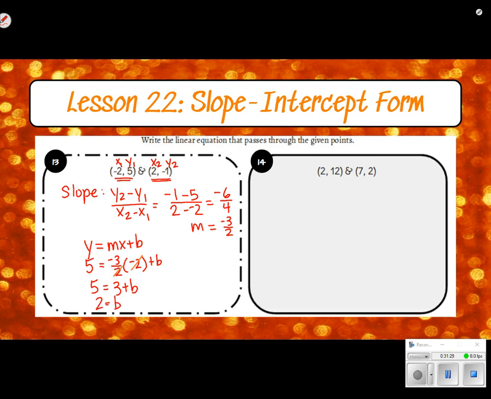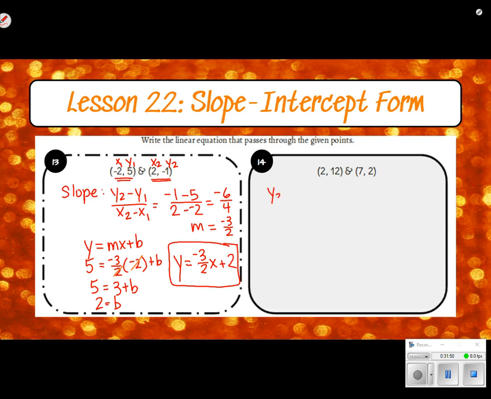So now I have my slope, I have my y-intercept. Let's pull it all together. Y equals negative 3 over 2x plus 2. There's our equation. So a little bit of work, but we're able to figure out what it is. Let's try the next one.